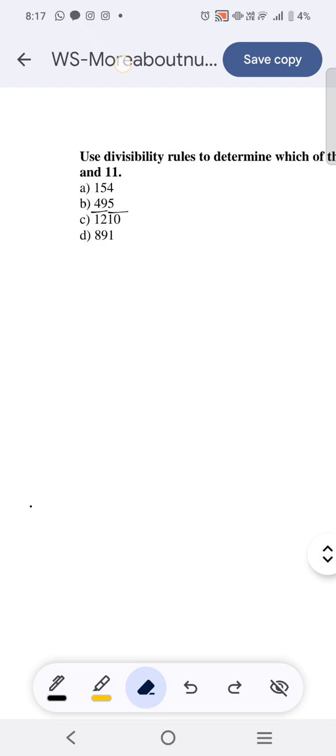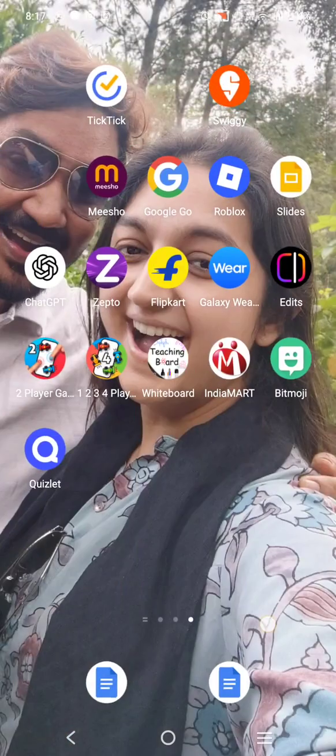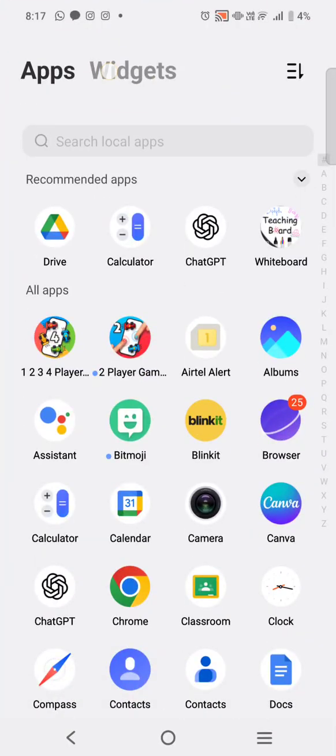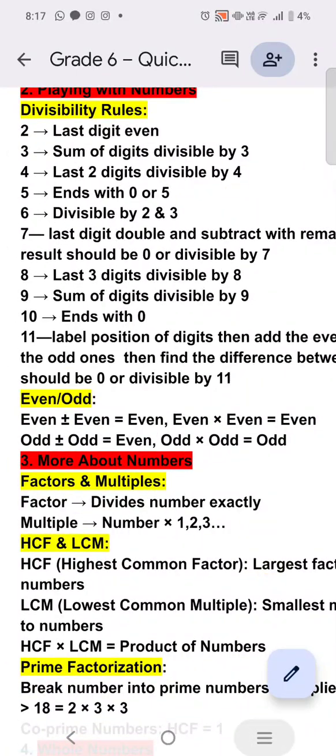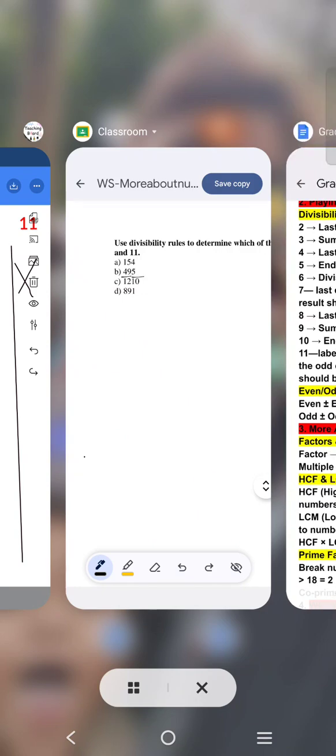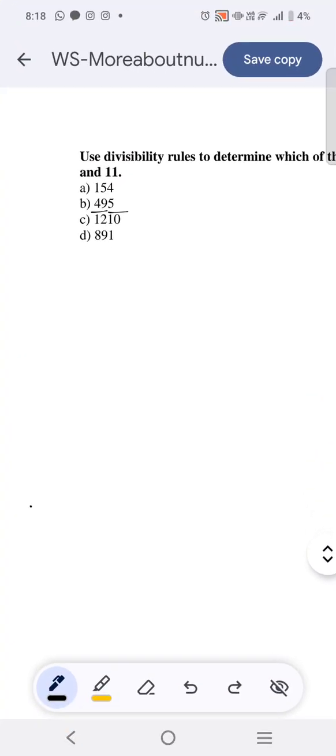Okay, the next one is 8. What is the divisibility rule of 8? Okay, so the divisibility rule of 8 is the last 3 digits should be divisible by 8. Now 495 itself is the last 3 digits, right? So we cannot determine the answer this way. So we'll have to go on to the bigger number. So we'll directly do the division and see.